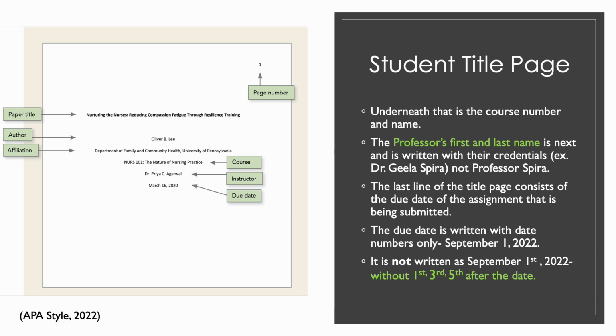The due date is written with numbers only. It is not written first, second, third, fifth, and after the date. For example, if the due date is September 3rd, 2022, you would write this September 3, 2022. You don't have to write September 3rd.